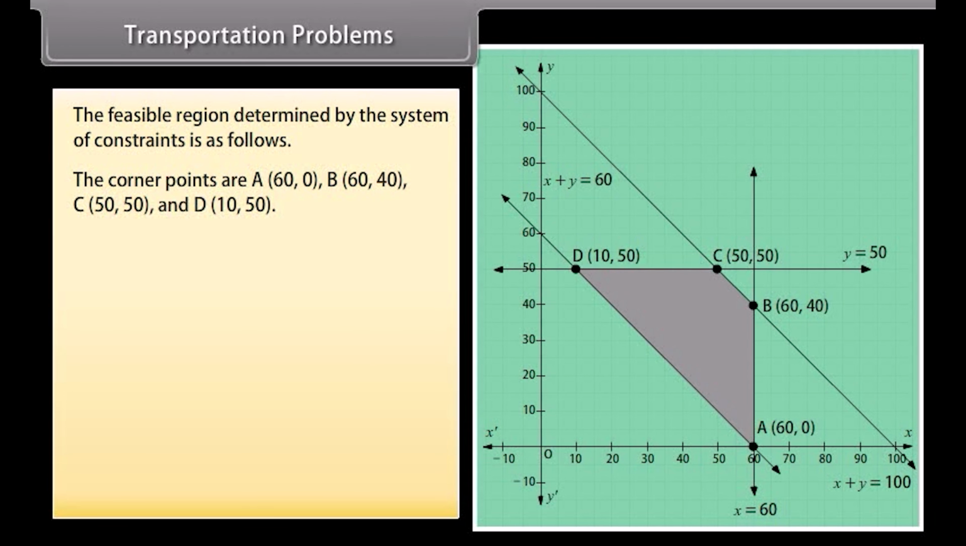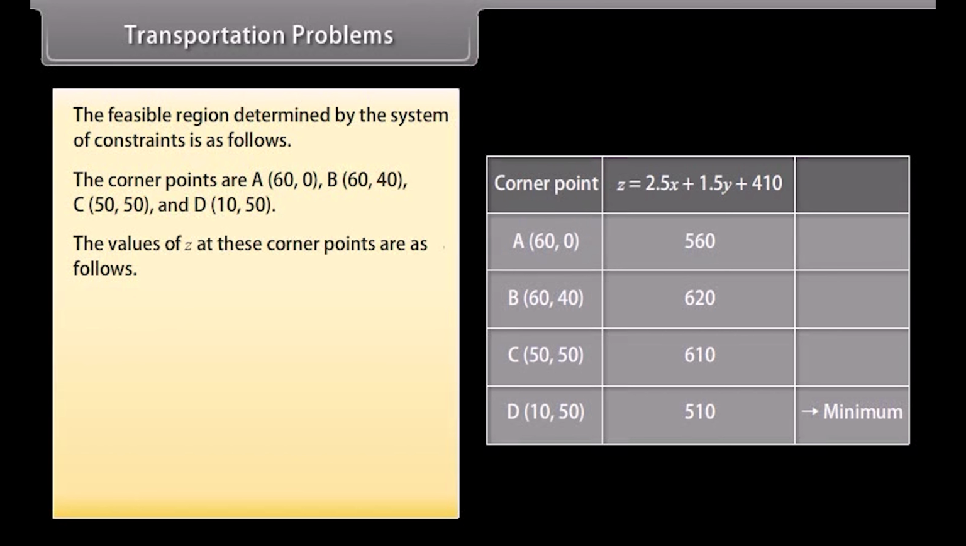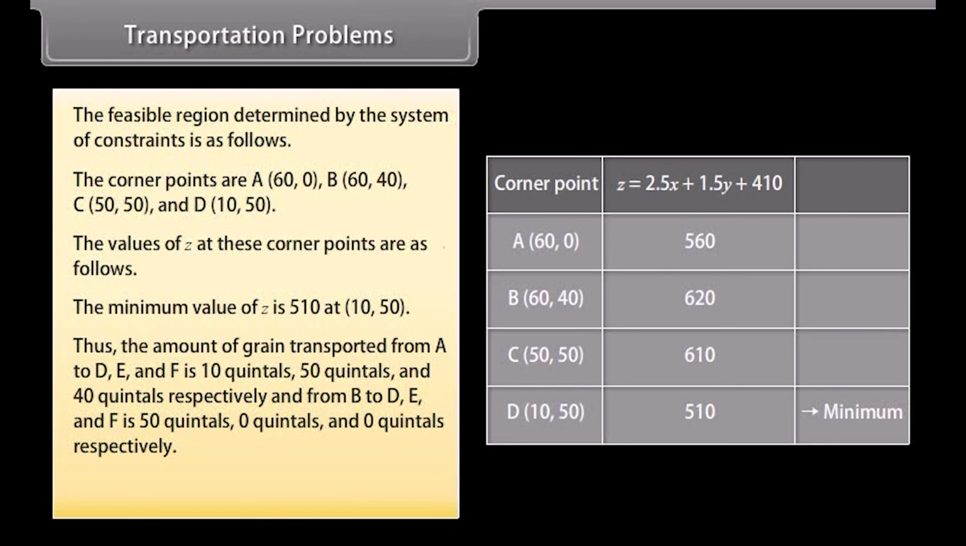The corner points are A (60, 0), B (60, 40), C (50, 50) and D (10, 50). The values of Z at these corner points are as follows. The minimum value of Z is 510 at (10, 50). Thus, the amount of grain transported from A to D, E and F is 10 quintals, 50 quintals and 40 quintals respectively, and from B to D, E and F is 50 quintals, 0 quintals and 0 quintals respectively. The minimum cost is Rs 510.